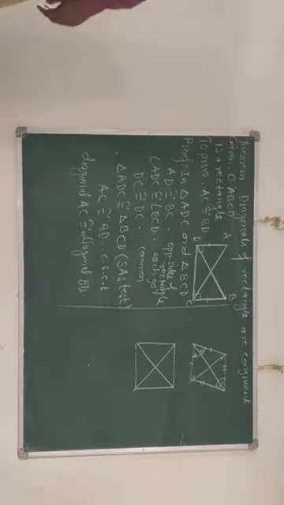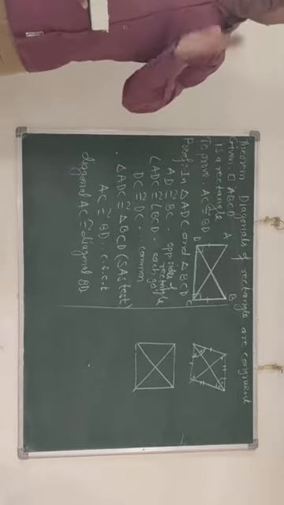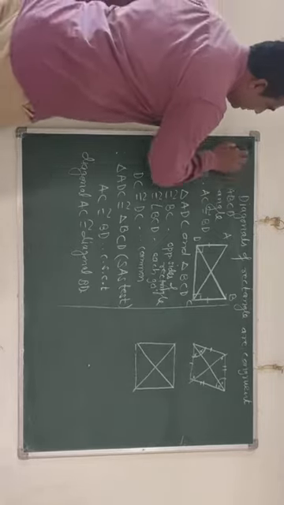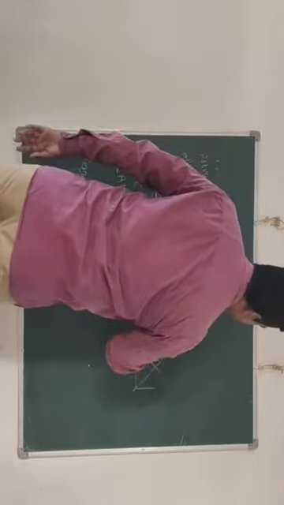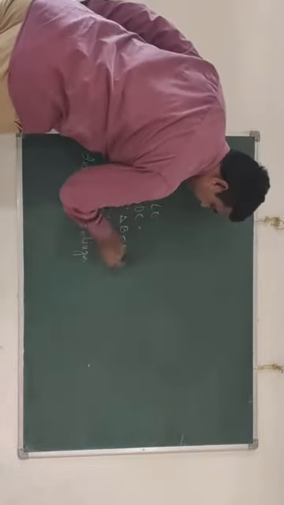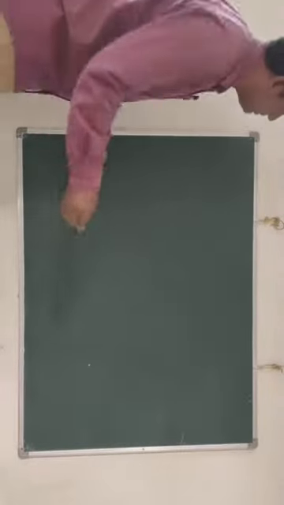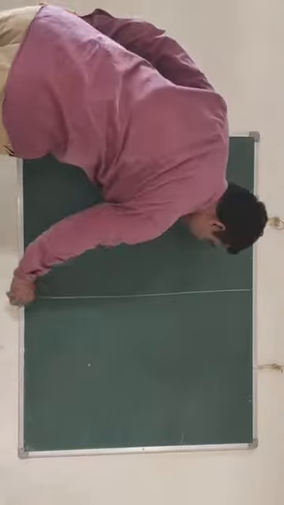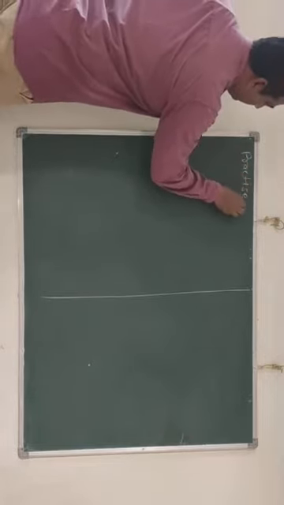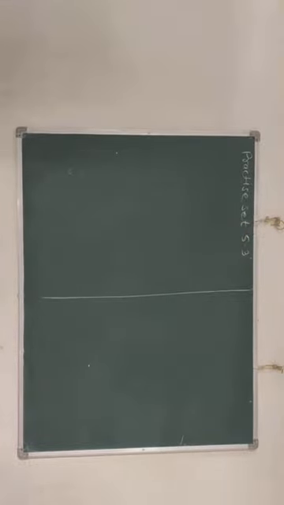Now, as we can prove all the properties, we can take them as granted. Now, using those properties, we have to solve some numericals. So let's start. It's practice set 5.3 now.